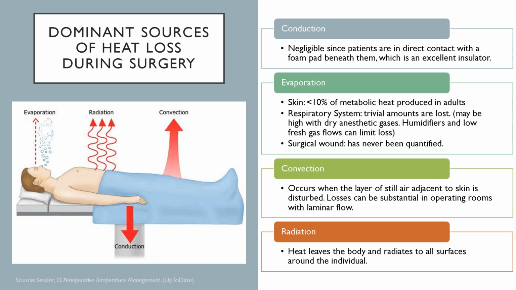Convection is a huge part of heat loss during anesthesia. It can be quite substantial, especially in a laminar flow type of situation over significant portions of the patient's body. But perhaps, and unfortunately, people don't realize that radiation, heat leaving the body as it radiates to surfaces of lower temperature, is in fact one of the biggest ways that heat loss occurs within an operating room setting.